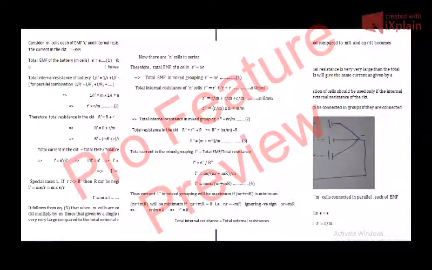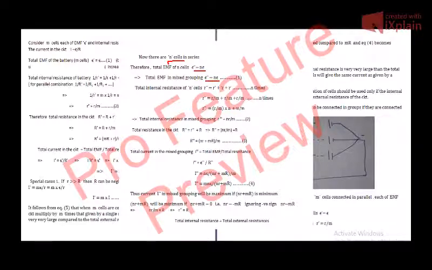Now there are N cells in series. Therefore, total EMF of N cells E double dash is equal to N into E. Because in parallel combination, the EMF does not increase. It is E. So in series combination, it multiplies by N times. So it becomes N E. Total EMF in mixed grouping, E double dash is equal to N E.